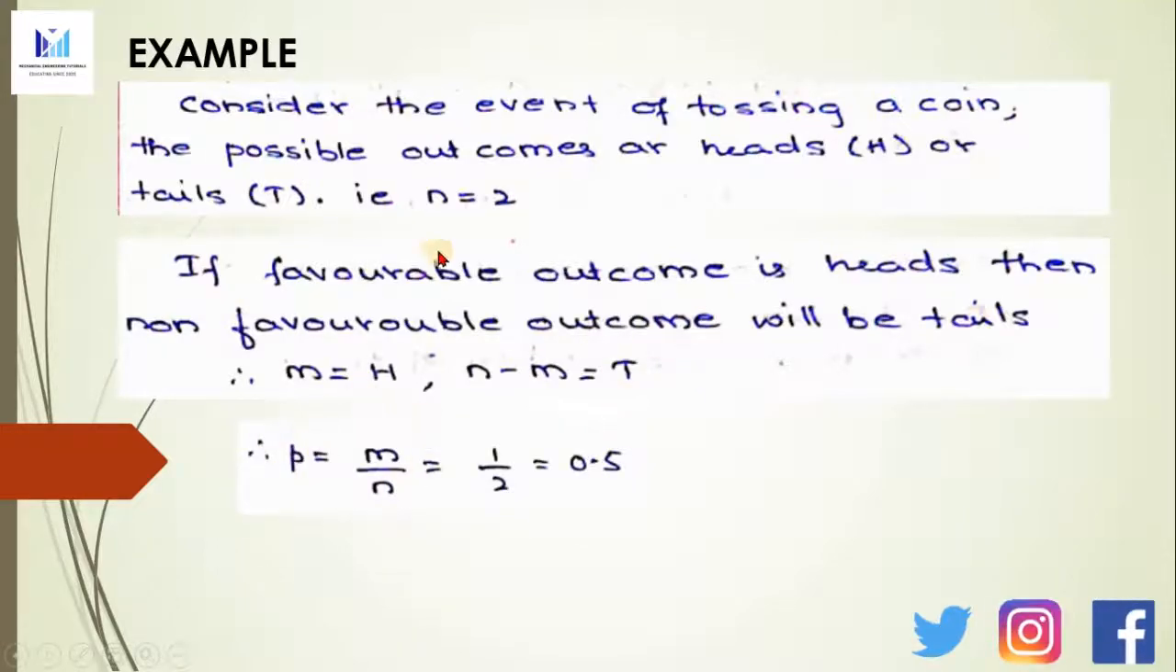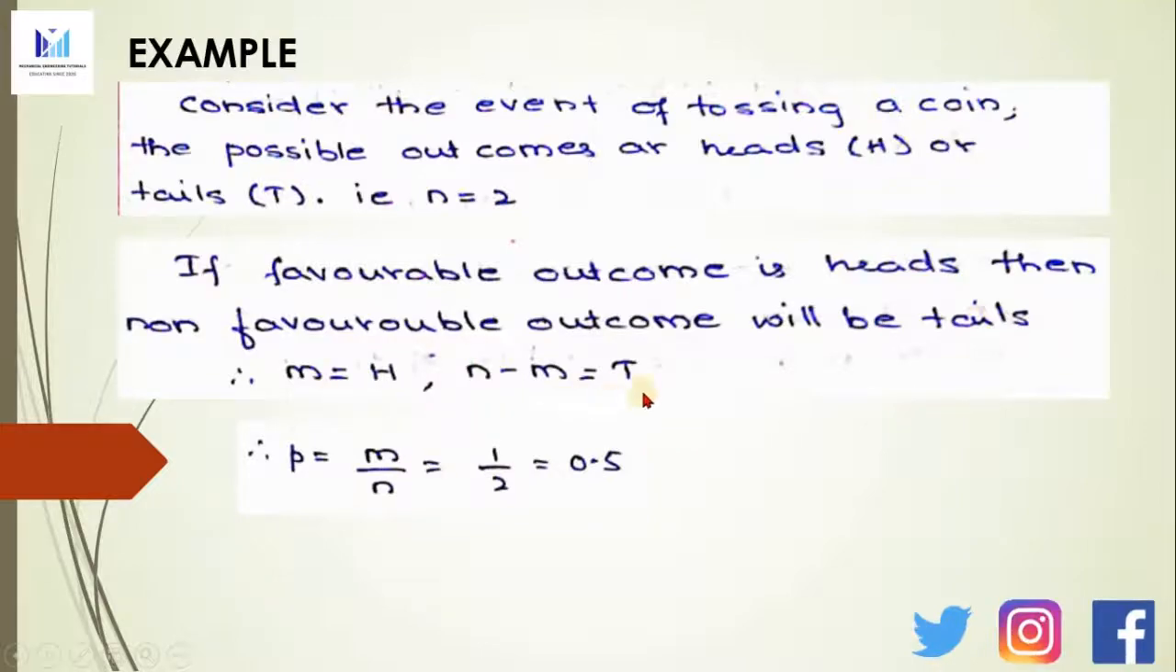So the probability of getting heads, that is the probability of the favorable outcome, will be m by n, that is 1 upon 2, because getting heads is only once. When you toss a single coin, you will get only one head at a time. So m will be equal to 1 and the total outcomes are 2, that is, you will get heads or tails. So n will be equal to 2. So 1 by 2, so 0.5 is the probability of getting heads.